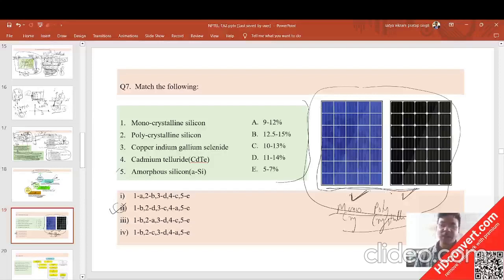One is the monocrystalline and one is the polycrystalline. You have to tell me from these two, which one is the monocrystalline and which is the polycrystalline by observing the panel itself. Any guesses? Check the dimension, the configuration, the image, how these are different. Black one is monocrystalline. Left side is monocrystalline. Black. How to recognize, sir?